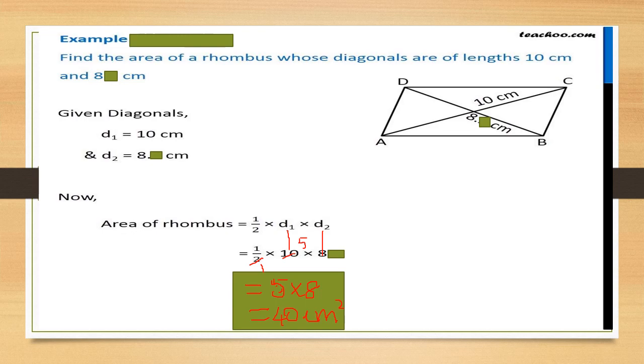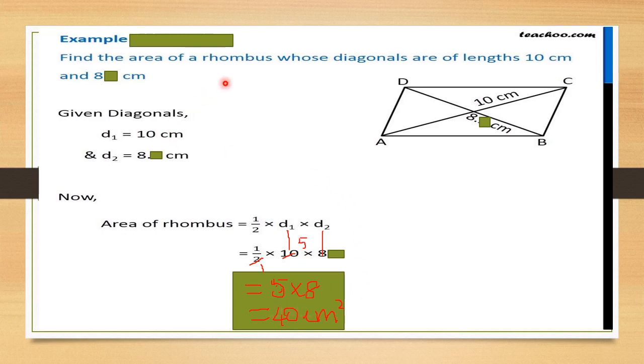Yes, children? Again, I'll repeat. This is the given question. BD and AC are the two diagonals. AC is 10 centimeters, BD is 8 centimeters. We have to find the area of the rhombus. Area of rhombus is equal to half into D1 into D2. Half into D1 value is 10, D2 value is 8. Do the cancellation. 1, 2 is 2, 5 2s are 10. 5 into 8, 40.